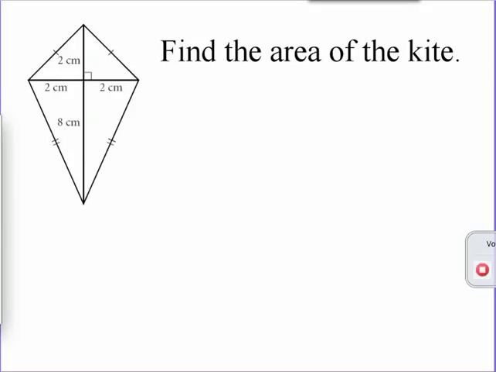Oh, no, I messed up. And the area is, sorry. No, you're fine.